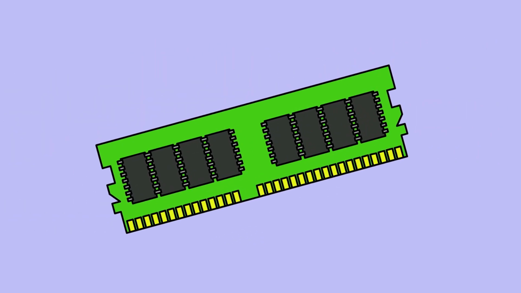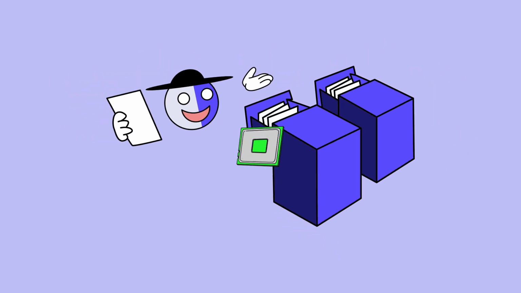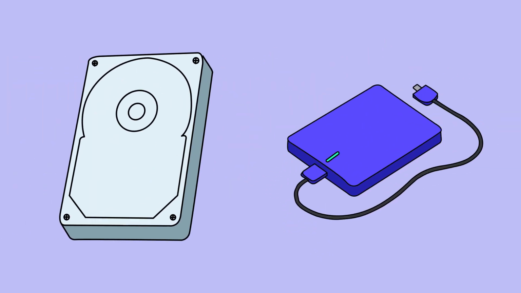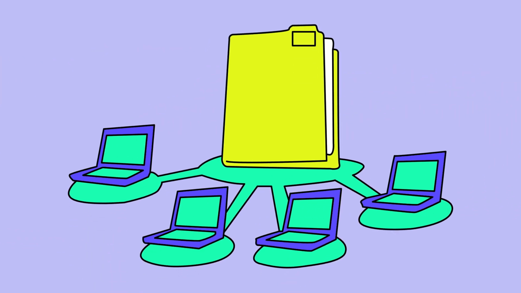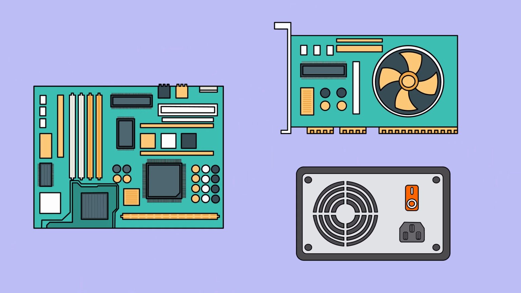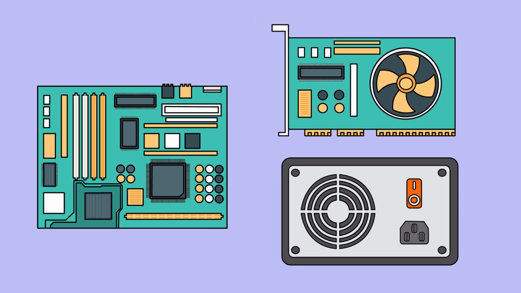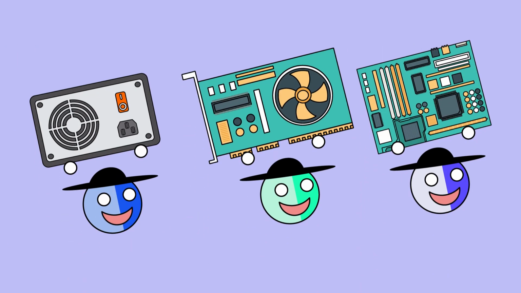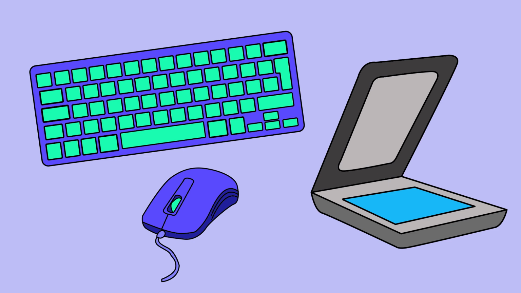Random access memory, temporary storage that holds data currently being used by the CPU. Storage devices. These include hard disk drive or solid-state drive, which store data permanently on your computer. Other internal components like the motherboard, graphics card, and power supply unit are also crucial as they work together to make the computer function.